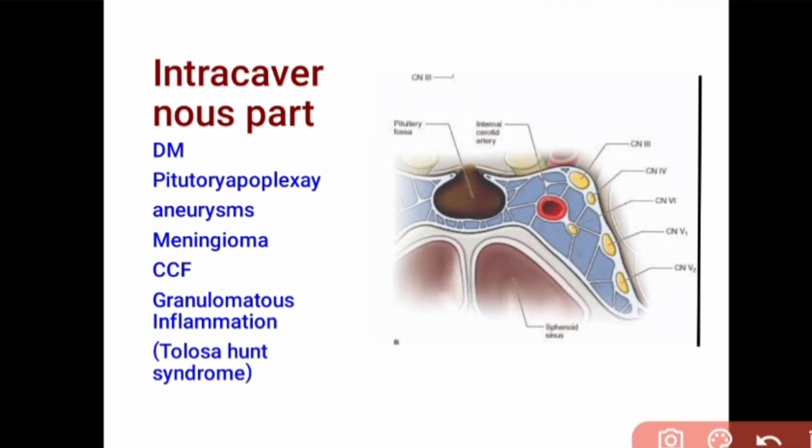So the causes again here are diabetes, or it can be pituitary apoplexy, aneurysms, meningiomas, or carotid cavernous fistulas, or granulomatous diseases like Tolosa-Hunt syndrome.